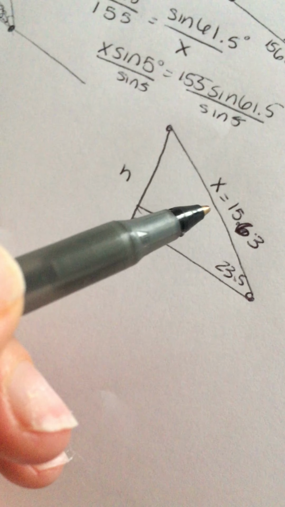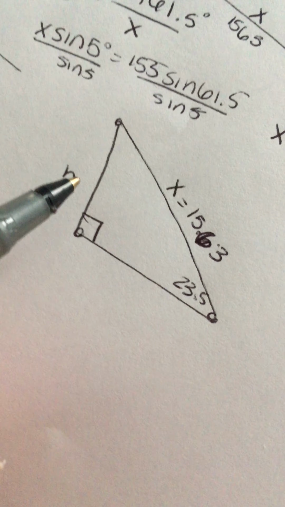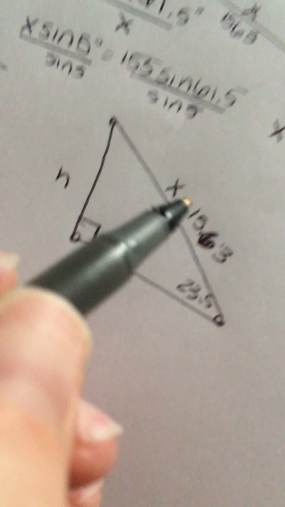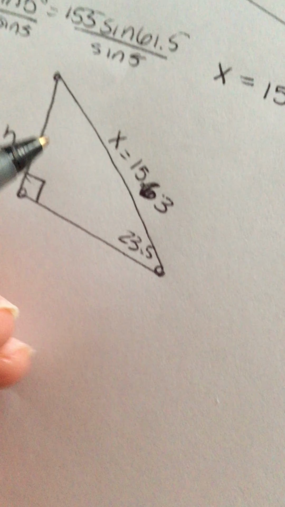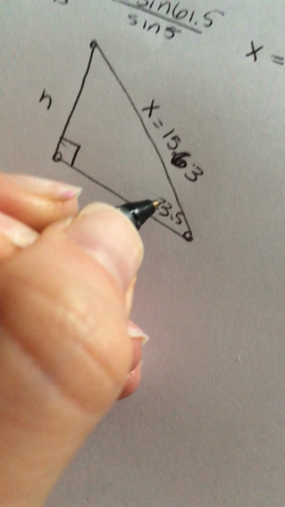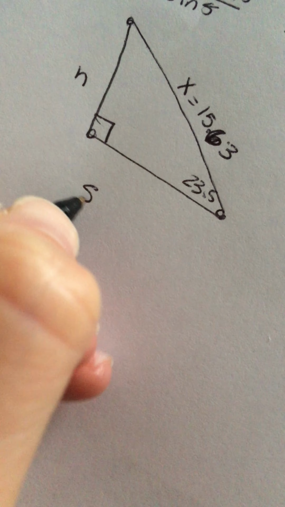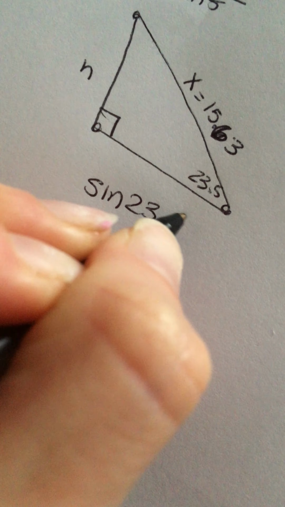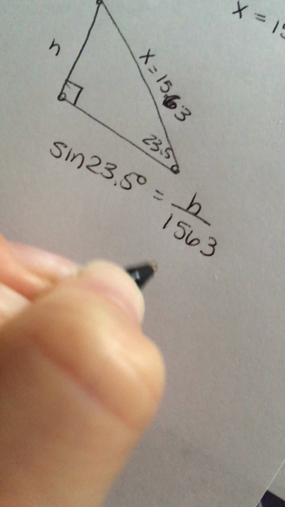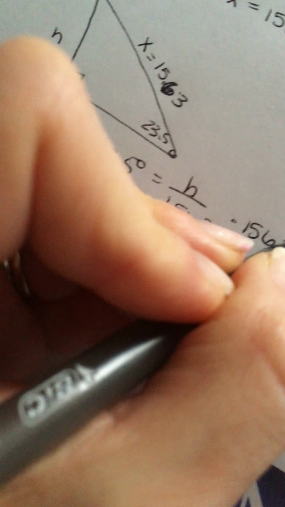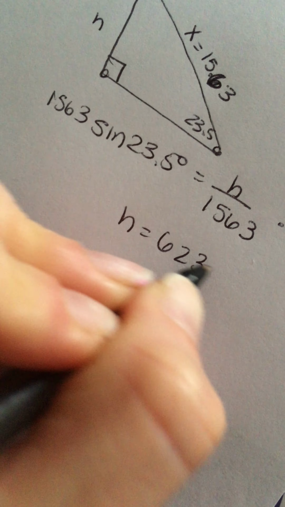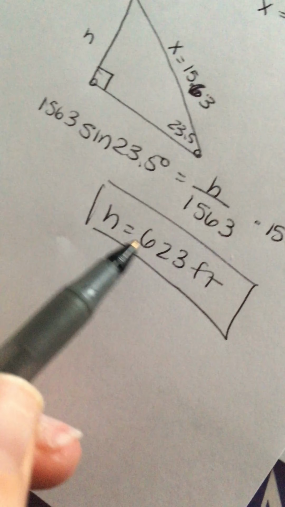All right, now if I have X, I can actually find H. So I'll get back to why we drew this triangle in a second. If we find X, we can find H. Because it's a right triangle, because we have SOHCAHTOA, I can use sine. I can say that the sine of 23.5 degrees is equal to H over 1563. I cross multiply both sides by 1563, and I get H is equal to 623 feet. And that would be my answer.